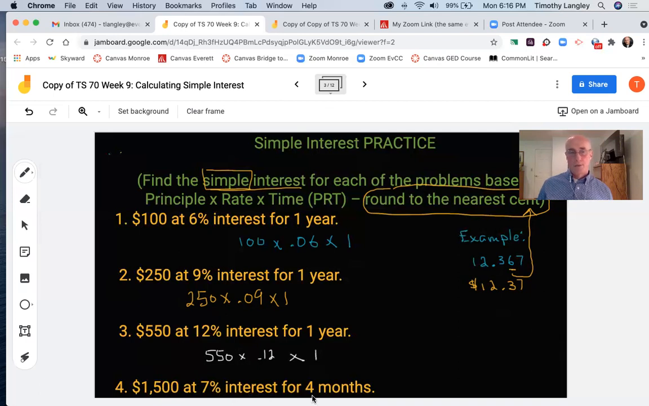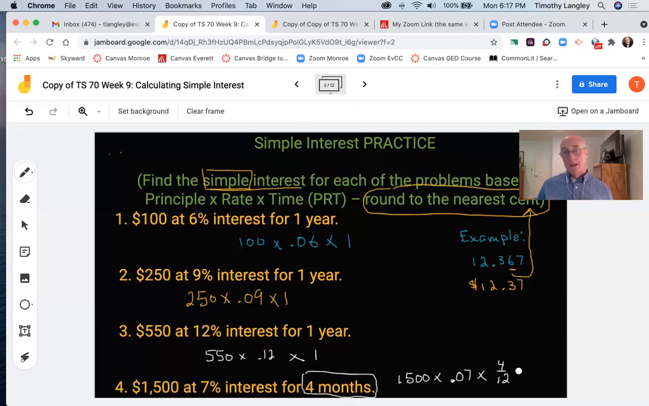$1,500 at 7% for 4 months. Oh, this is that time issue right here, okay? See, this is why I gave you the warning on the previous slide. So I'm going to punch $1,500 into my calculator, and then times 0.07, which is 7%, times, okay, I have 4 months. Think about 4 months. That's really 4 over 12. You could do it like that.